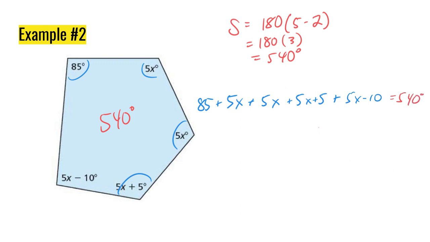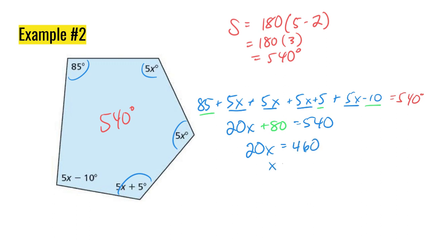At this point, I just have some algebra to do. First, I'm going to collect my like terms. I have 5x, 5x, 5x, and 5x for a total of 20x. I see my constants. 85 plus 5 is 90. Minus 10 is 80. And then I still have that 540. I'm going to go ahead and subtract 80 from both sides to get 460. And now I can divide by 20 to get 23. This is just the value of x.